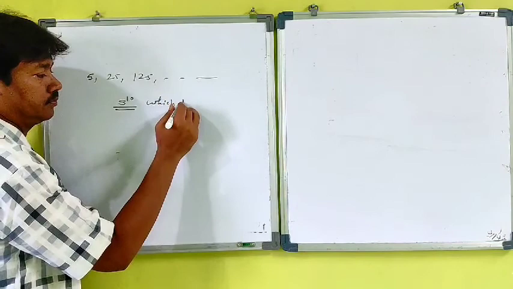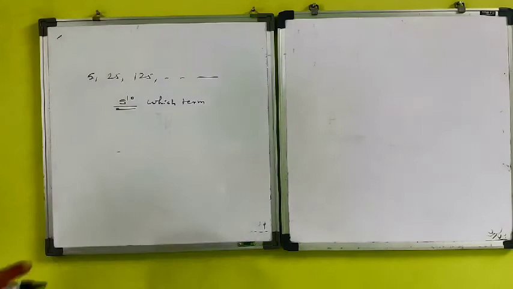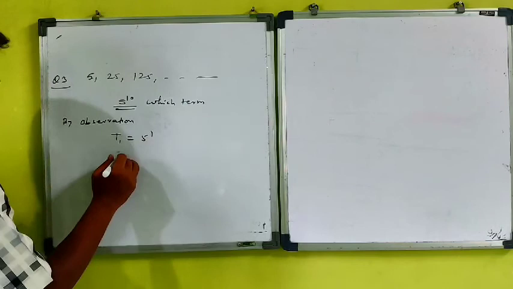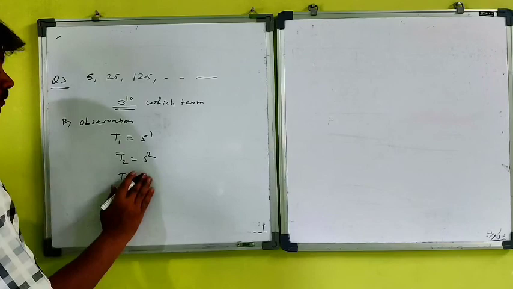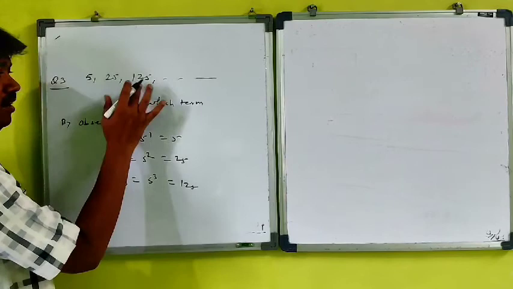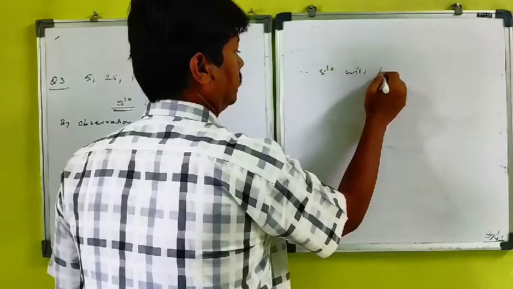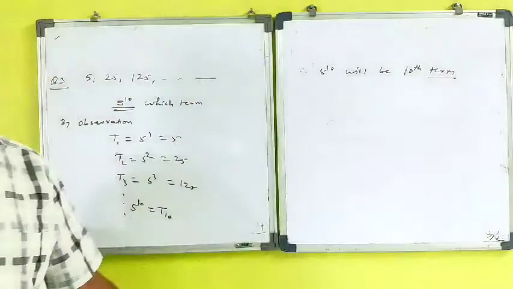This question is very easy if you observe it. By observation, T1 is 5 to the power 1, T2 is 5 to the power 2, T3 is 5 to the power 3. This is 5, this is 25, and this is 125. So from this observation, 5 raised to 10 will be the 10th term. So the answer is very simple, there is nothing in this.